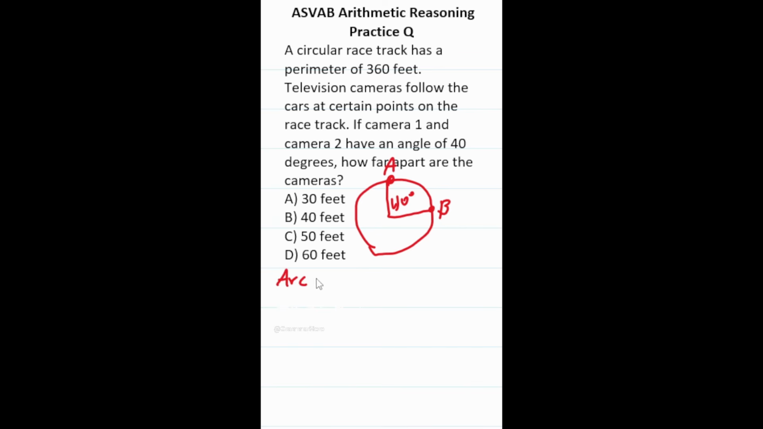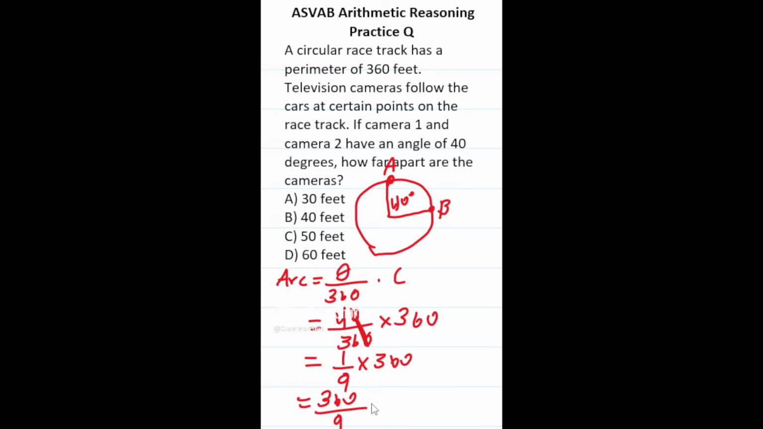Well, to find the arc length in a circle, you're going to take theta, which is the measure of the central angle, over 360. You're going to multiply it by the circumference of the circle. We have all these things. They have a central angle of 40 degrees, so we'll place that over 360. What is the circumference of our circle? It's the same thing as the perimeter, so that's going to be 360. Let's go ahead and reduce this. Cross out these corresponding zeros. 4 over 36 reduces to 1/9 times 360. This becomes 360 over 9. Again, 36 divided by 9 is 4. Just tack on that 0. So these two cameras are 40 feet apart on this track.